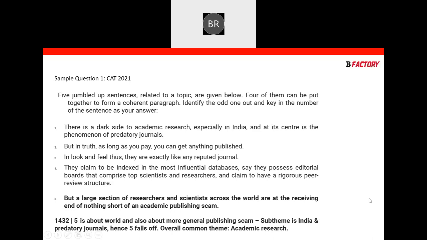Two reasons why 5 goes out. We are talking about Indian predatory journals. That is the sub-theme which connects 1, 4, 3 and 2. 5 is the odd one out, because 5 is talking about the global scenario, unlike point number 1. Second, it is talking about some generic academic publishing scam. This is CAT 2021. Give me a thumbs up if you understood. Order dekho aur samjho. Topic seekhna hai, practice class hogi. Marks mein bhi banaoge. Baat samajh mein aa rahi hai to batao.